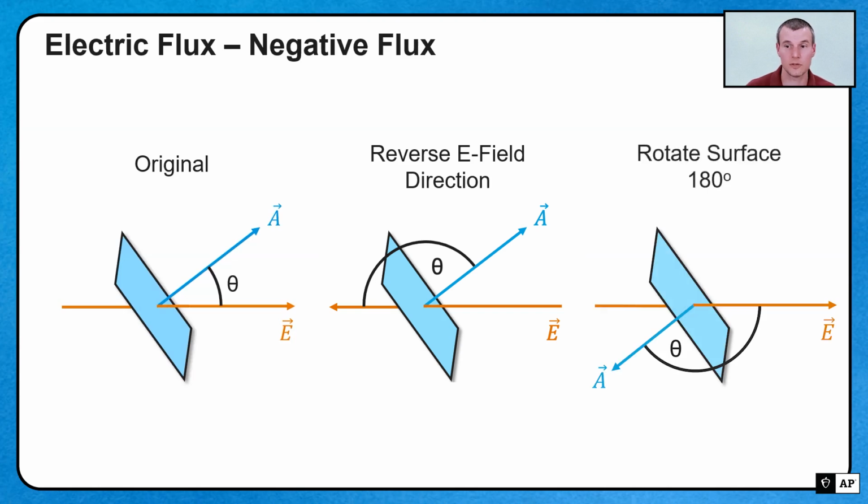Also, we can rotate the surface by turning it all the way around, and that's going to make it so once again the electric field and area vectors are pointing in opposite directions. Sure, there's an angle there too, but if I projected A downward, the projection is pointing to the left, where the electric field was going to the right.